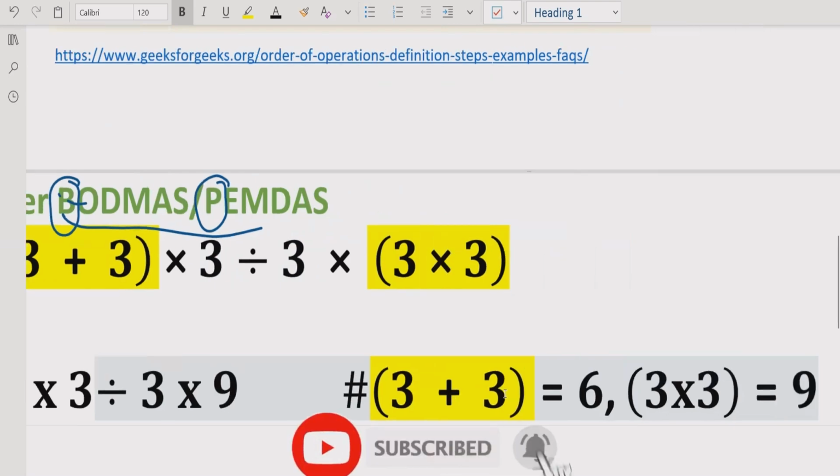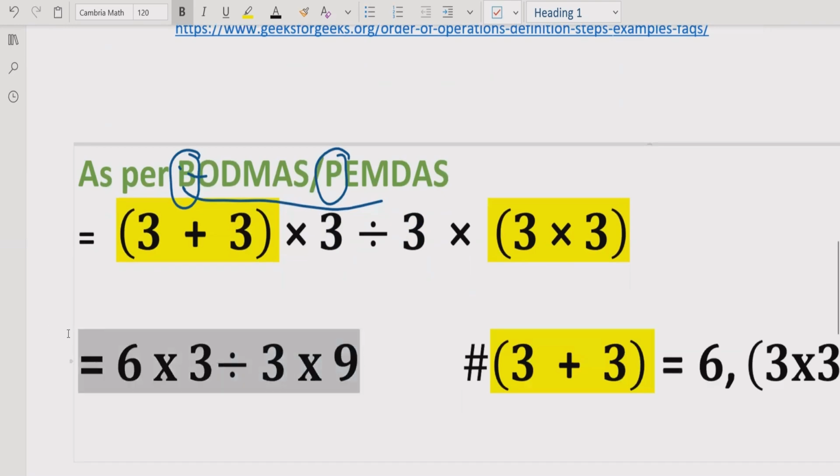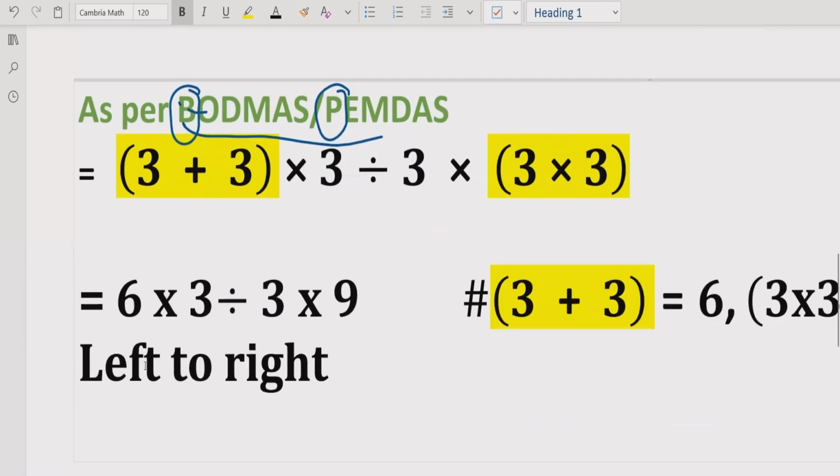Now move forward. We do not have any parenthesis in this expression now, so we follow the left to right rule. We move from left to right and see which operation comes first. As per the rule, going left to right, multiplication comes first. So here we have 6 multiplied by 3.